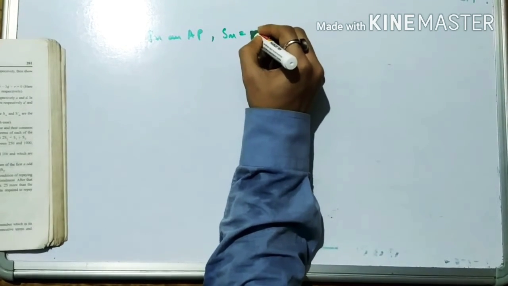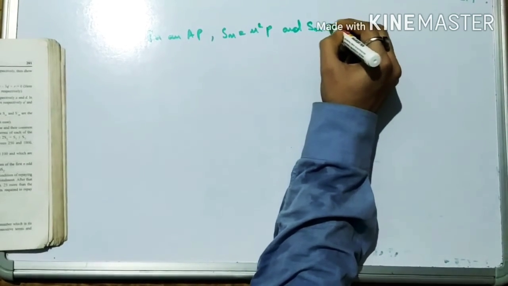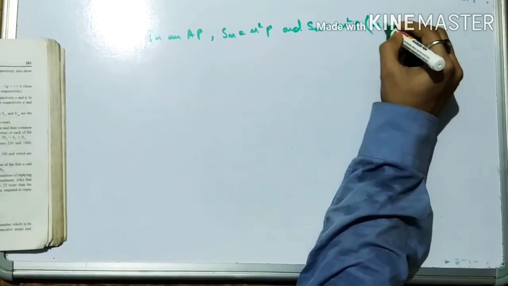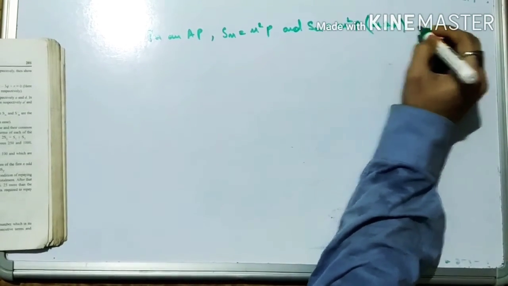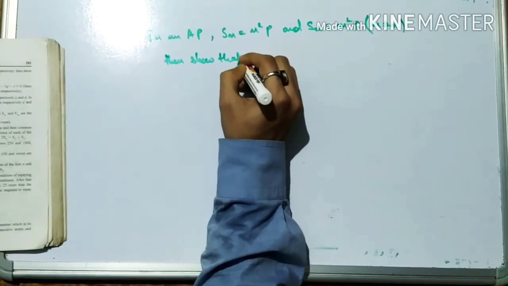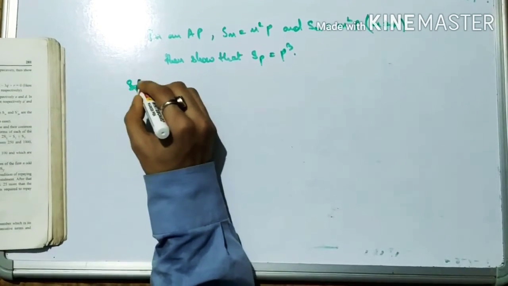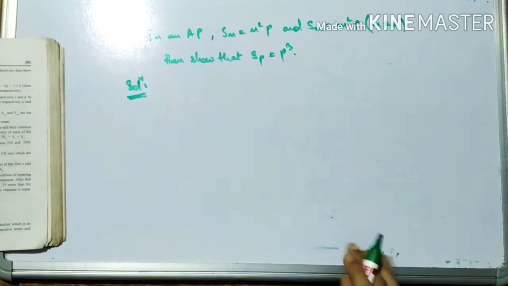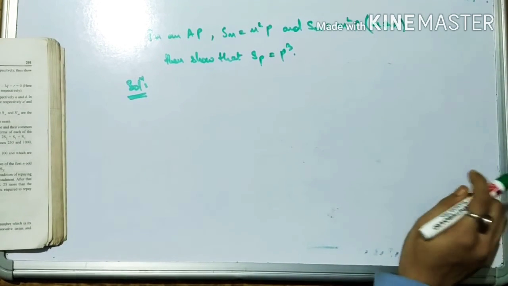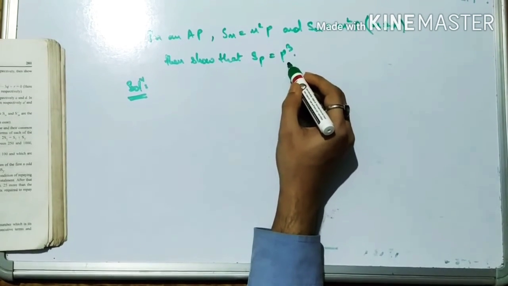in an AP, Sn is equal to n square p, and Sm is equal to m square p, where m is not equal to n, then show that Sp is equal to PQ. In an AP, Sn is equal to n square p, and Sm is equal to m square p, m not equal to n, then show that Sp is equal to this one.